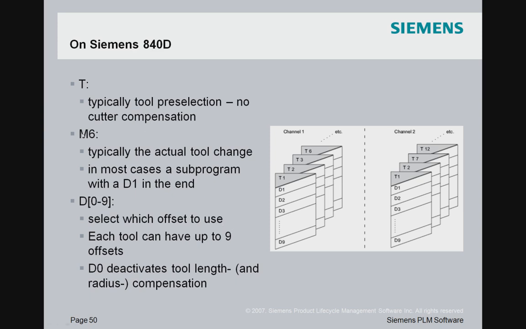Typically on Siemens, after a tool change, the first length correction is active. So in most cases, at the end of the M6 subprogram, it makes sense to write D1, which activates the first length compensation of the tool. Multiple length corrections for one tool are only required if you have multi-step drills, for example, or of course on turning tools that could be relevant.